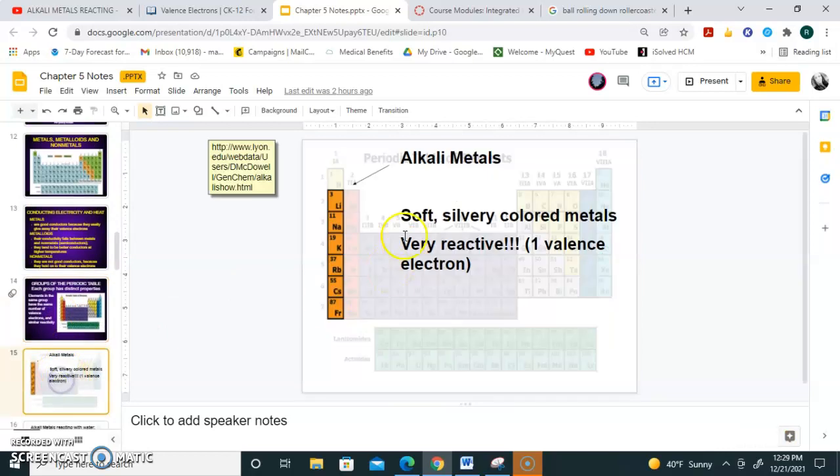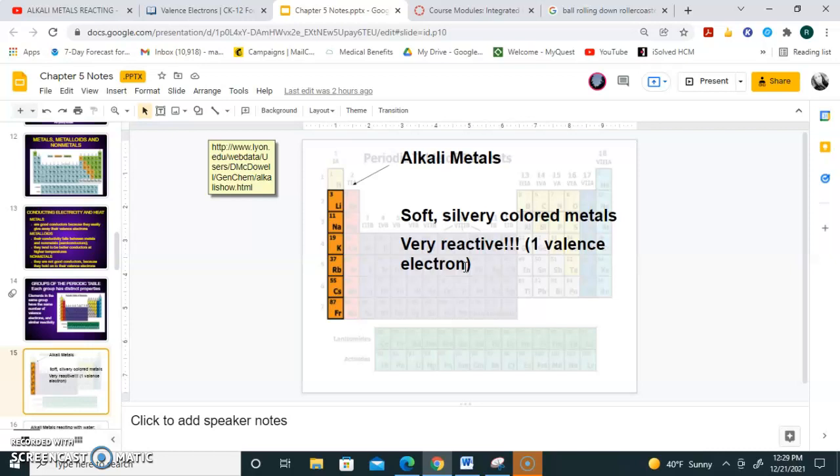Okay, so let's start off with the first group, which is the alkali metals, highlighted right here. At the very left of the periodic table, these are alkali metals. They are a very, very reactive group of metals. This is group number 1, meaning that all these metals have one valence electron. And what makes them very reactive is that they want to give away that valence electron so as to be able to have a full octet.